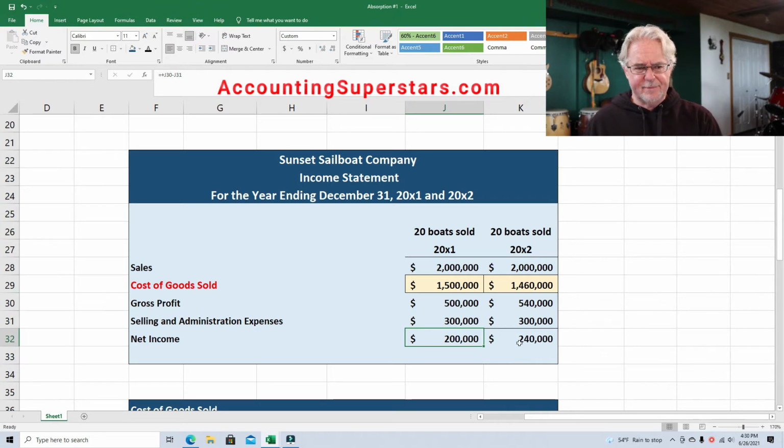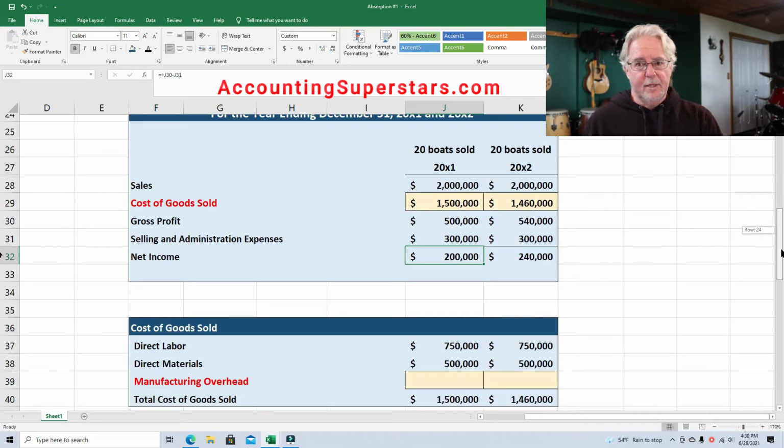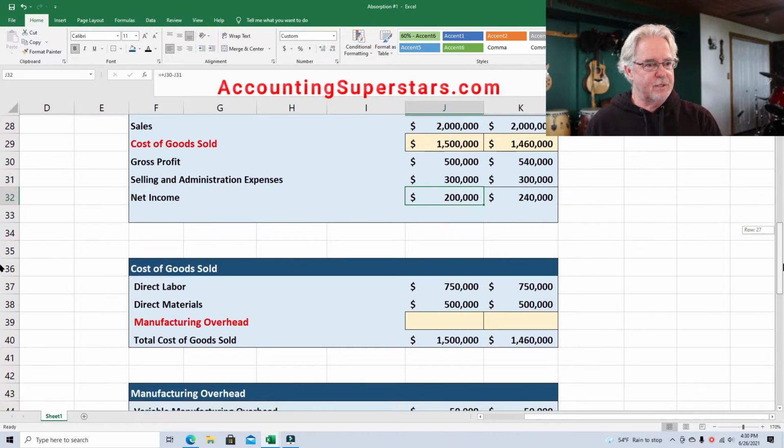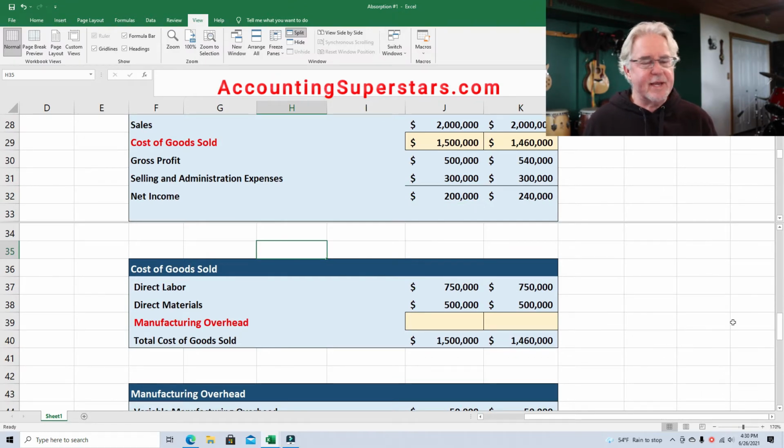So let's see what's going on here. Coming on down, here we go. I'm going to split the screen here so we can see two things at once. It looks like cost of goods sold is the culprit here, or at least the source of the problem. It's the only reason why we're different by $40,000. So let's look into cost of goods sold more deeply.